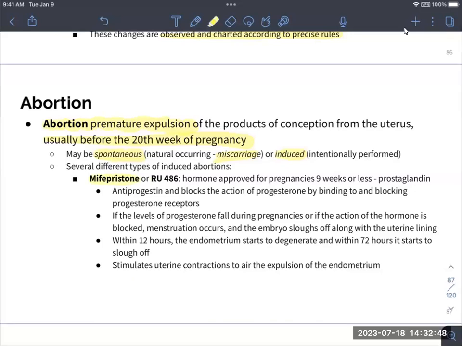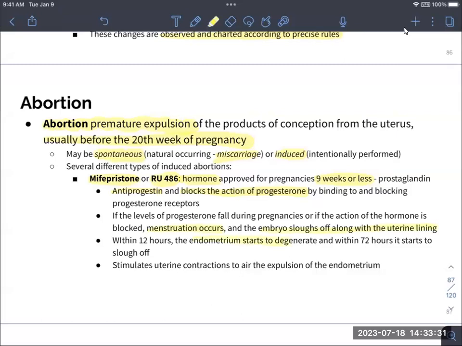Mifepristone, or RU-486, is a hormone-blocking medication. If somebody has been pregnant for 9 weeks or less, they're given this medication. It's an anti-progestin, so it blocks progesterone from binding to the progesterone receptors. If progesterone levels fall during pregnancy, or if it's blocked completely, this is what causes menstruation to occur. So that embryo is going to get sloughed off with the uterine lining.